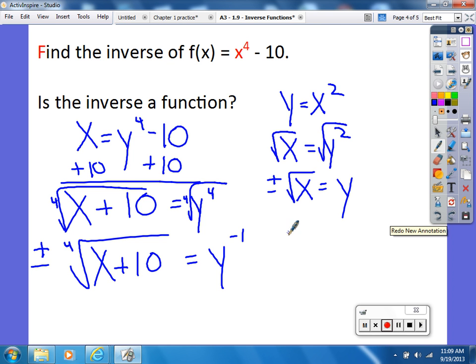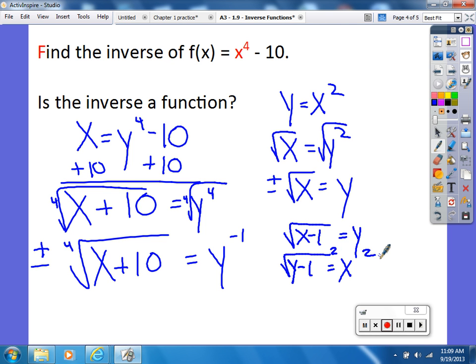How would you solve that last problem, though? Okay, so you want to do square root of x minus 1 equals what? Switch x and y. So I get y minus 1 equals x. How do I get rid of a square root? Square it. So I get y minus 1 equals x squared, plus 1. So I get y equals x squared plus 1.